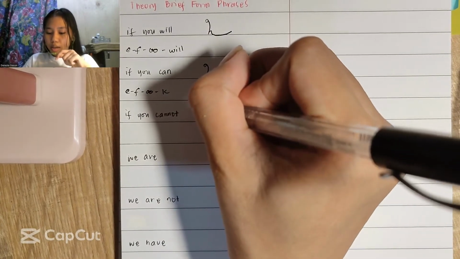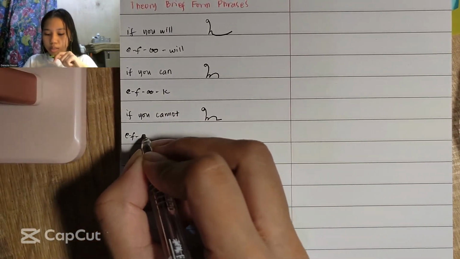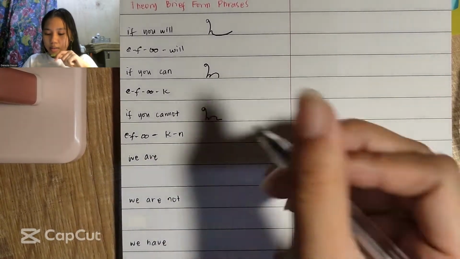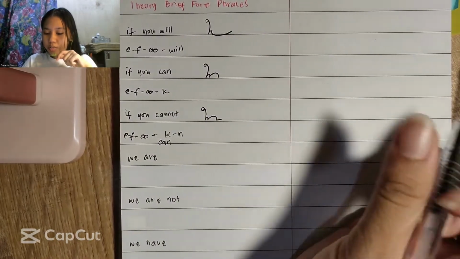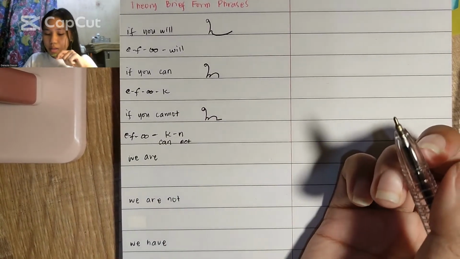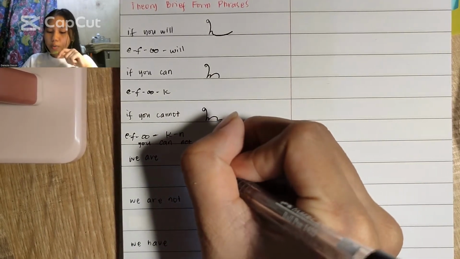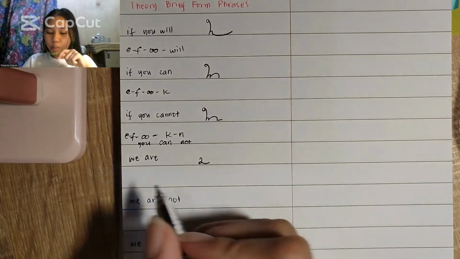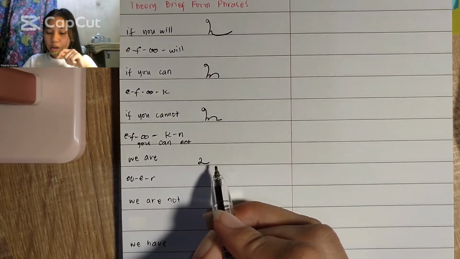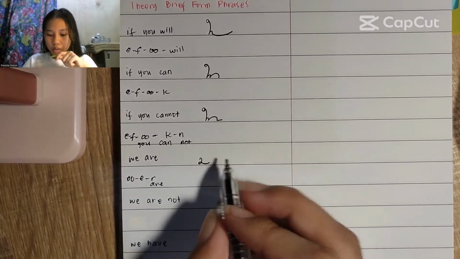If you cannot, EF, U, can, and not. EF for if, U is the brief form for the pronoun you, and can is the short forward over curve K, and then not is the short forward line N. If you cannot. Next we have we are, U-E R. U-E is the outline of the word we, and then the brief form R is represented by the R symbol, so it is a short forward under curve.